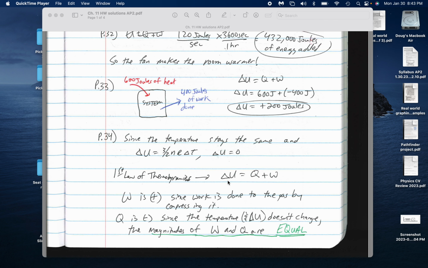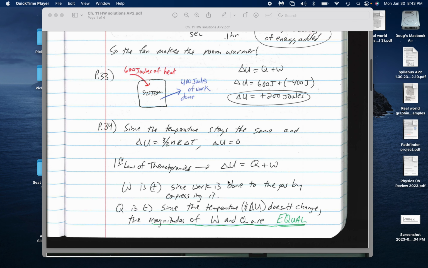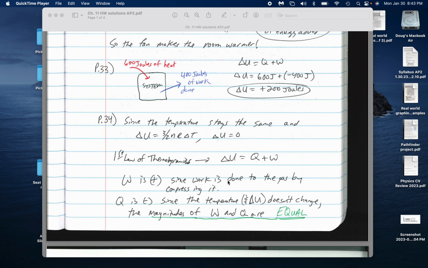So because the air is being compressed inside the tank, work is being done on the tank and the air inside of it. And so work is positive. And because the temperature stays the same, the thermal energy, or delta U, is 0. So therefore the Q, or the heat, has to be transferred out of the tank. And that would be negative, and the same magnitude as work is positive. So that goes through that equation, which I've shown a couple times also.